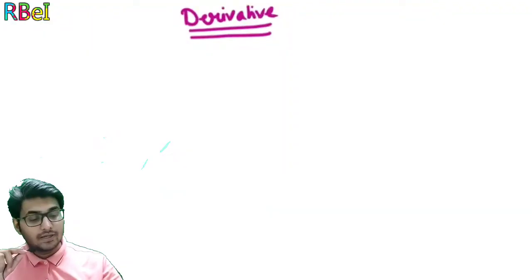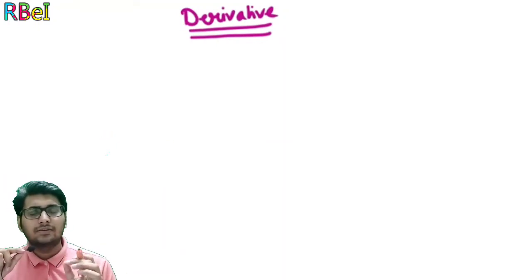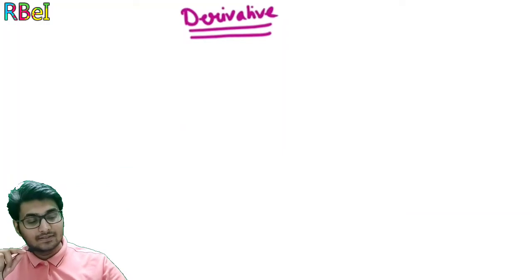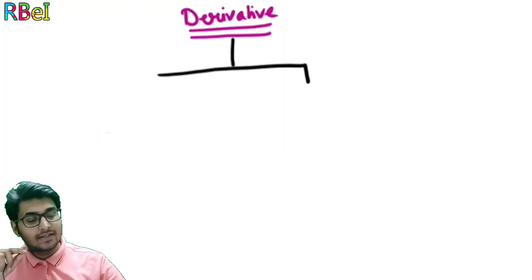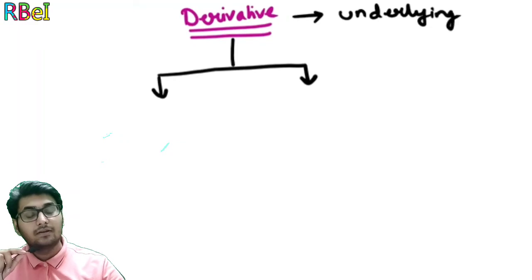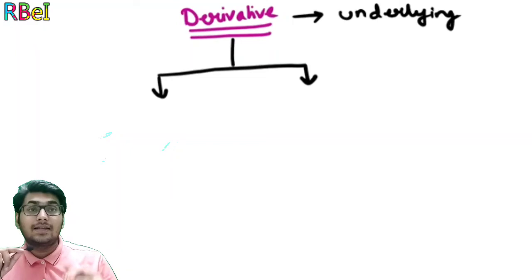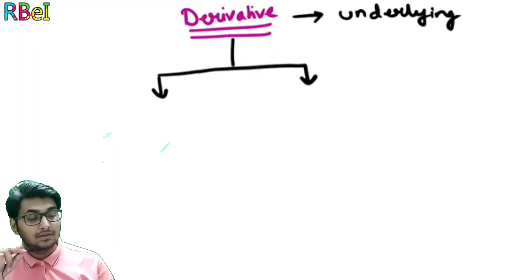Hello everyone. Today the topic which I am going to take is derivative. Clear? So till now we have some basic idea of derivative, that what derivative is. Derivative is an instrument which derives its value from its underlying. Clear? Now first of all, let us see that derivatives are of how many types.